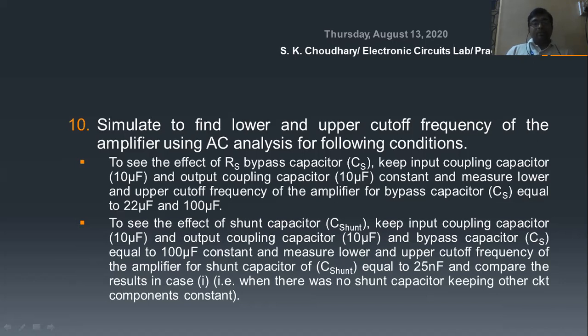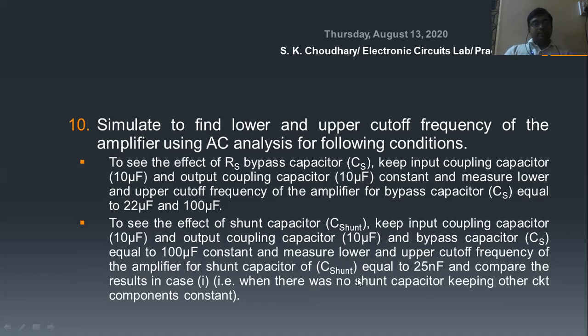Now, in a similar fashion, to observe the upper cutoff frequency, we can't show the internal junction capacitances, so we will use a shunt capacitor to observe the value of the upper cutoff frequency. For this purpose, we connect a shunt capacitor in parallel to the amplifier at the output section, keeping the input coupling capacitor and output coupling capacitor at the actual value of 10 microfarad and the bypass capacitor at 100 microfarad respectively, and measure the lower and upper cutoff frequency of the amplifier.